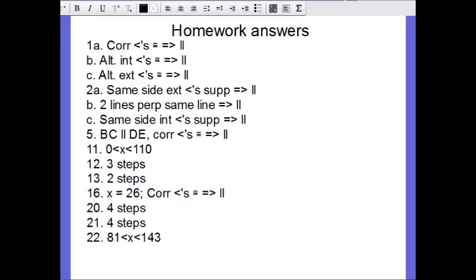Last but not least, here are our homework answers. So we had again 1, 2, 5, 11 through 13, 16, and 20 through 22 for homework. You'll see that the proofs themselves are pretty short, and a lot of times all I want you to do is just justify why those lines are going to be parallel. So take it for what it's worth.